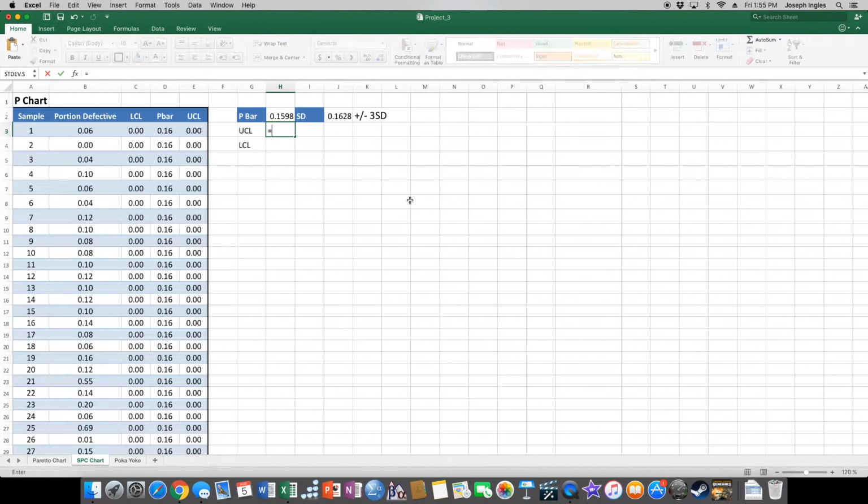We're going to say equal P bar plus, open parentheses, 3 times the standard deviation. And again, we're finding the mean plus 3 times the standard deviation to find the UCL. To find the LCL, we simply say equals the mean minus 3 times the standard deviation.